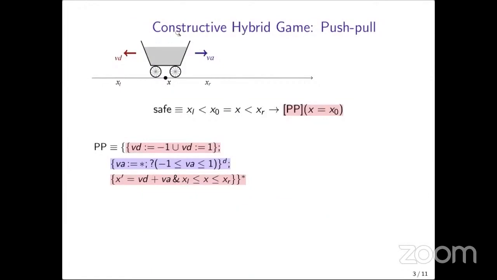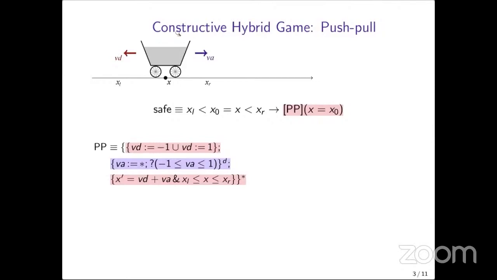Let's introduce the games modeling language with a simple example, a one-dimensional push-pull cart. Let's say the cart is on some track that starts at XL and ends at XR. The players are standing at either side, with Demon pulling or pushing on the left and Angel pulling or pushing on the right. What properties could we prove about this game?